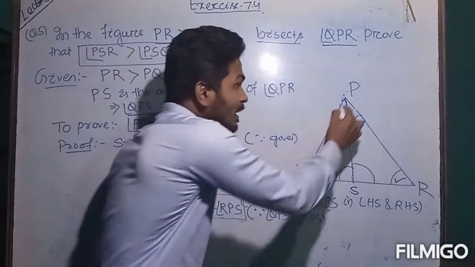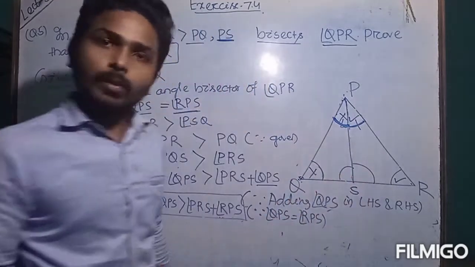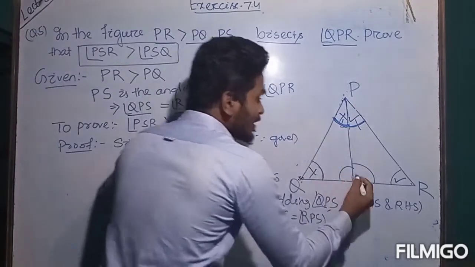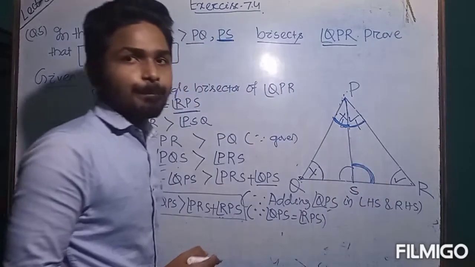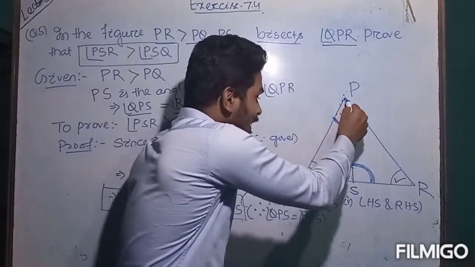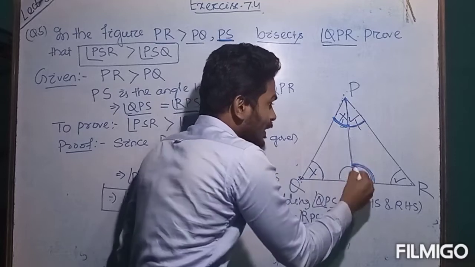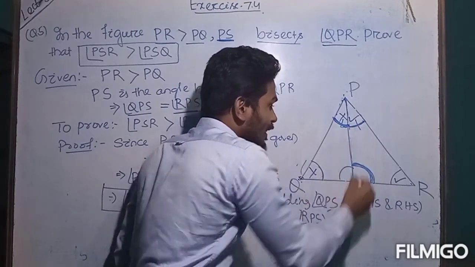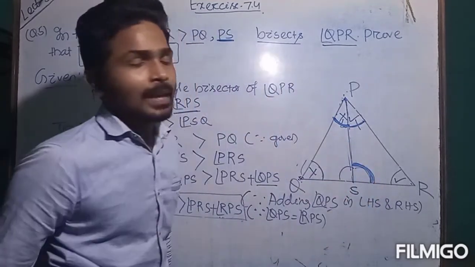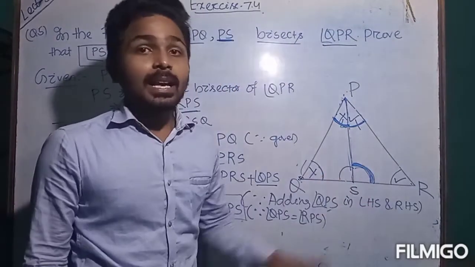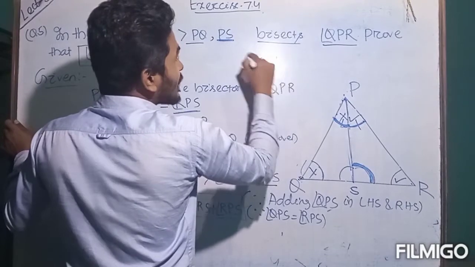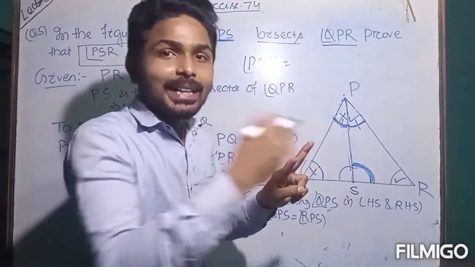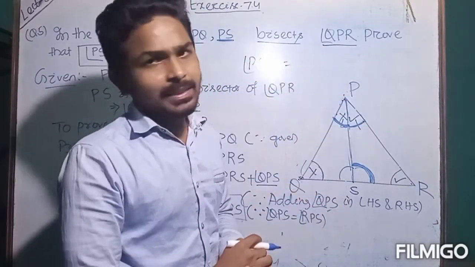Okay, which triangle? PQS. Now in triangle PQS, this angle is known as which angle? Exterior angle. Again, let's see. For the triangle PQS, this angle is known as which angle? Exterior angle. And the exterior angle is equal to the sum of two interior opposite angles, isn't it?